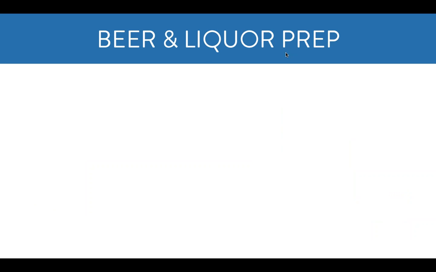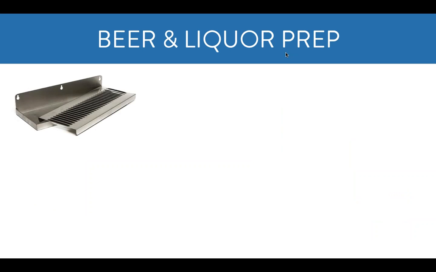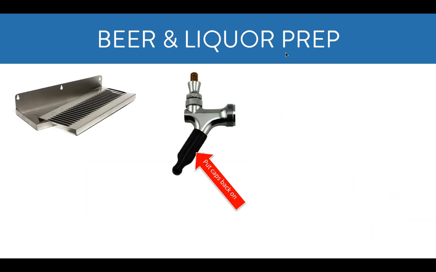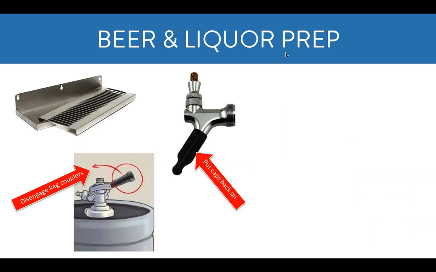The next thing you want to do is prep your beer and liquor for the night. So you want to run hot water through the beer drain and wipe it down. Next, take those caps out of the sanitizer and put them back on the tap. Disengage all the keg couplers to prevent pressure buildup.